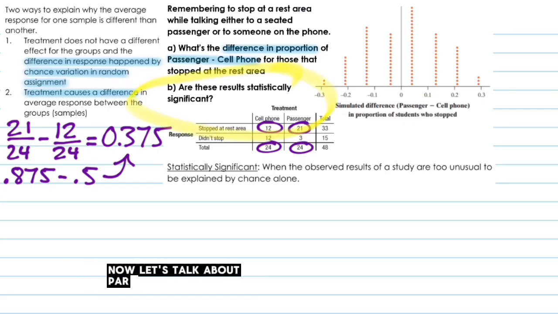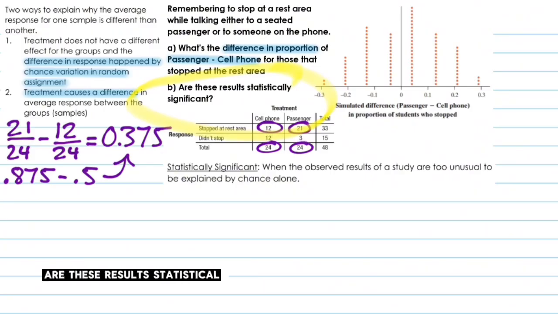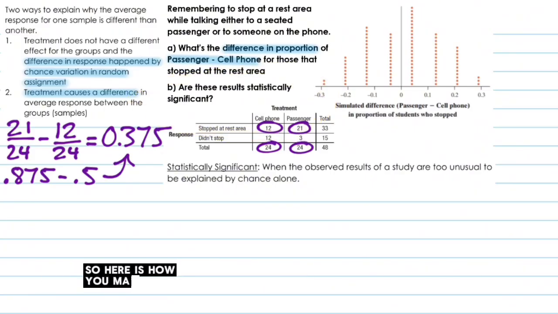Now let's talk about part B, easily the most important concept of the entire video. Are these results statistically significant? So here is how you make that determination. You will always be given the following scenario. This study was done, so you have the information right here, and then the study is now replicated. So that's where software comes into play.